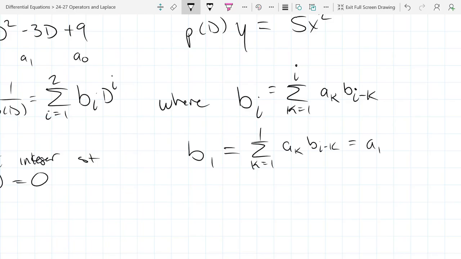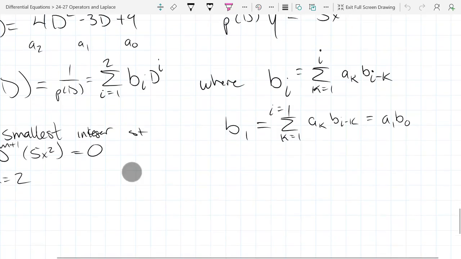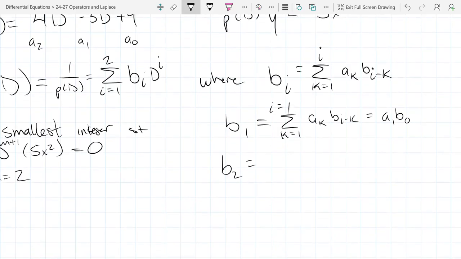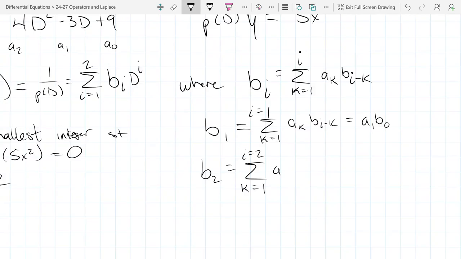So B1, we go k equals 1 to 1, A_k B_(i minus k), which is A1 B0. Is that right? Yeah, i equals 1 right here. I think we need to know what B0 is, though. Well, let's just write down B2, and then, oh, we only need to go to 2. So now we have i equals 2 as our top value.